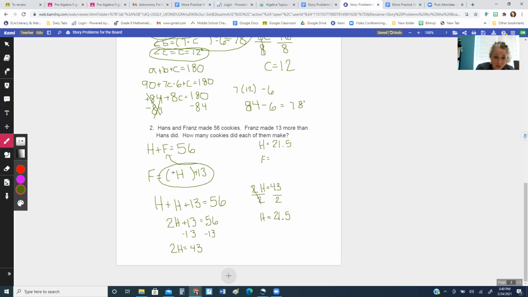And Franz made 13 more than that. So we have 21.5. So Franz is 21.5 plus 13.